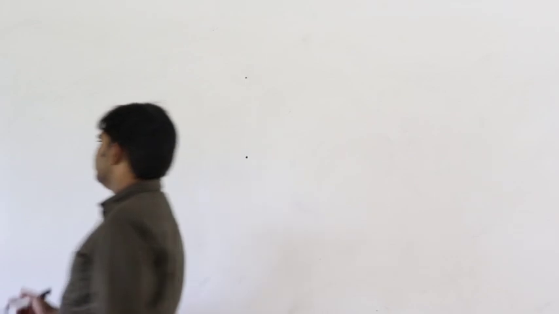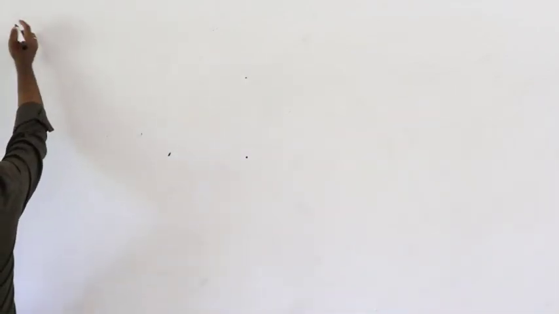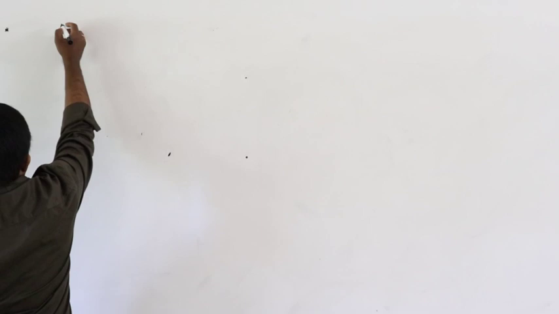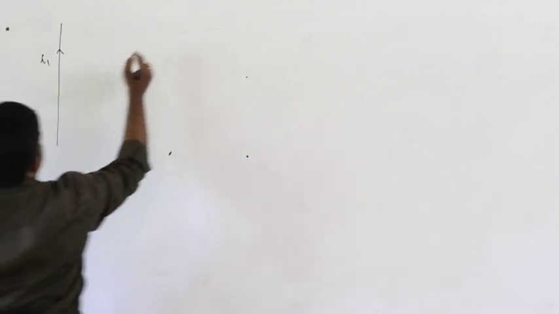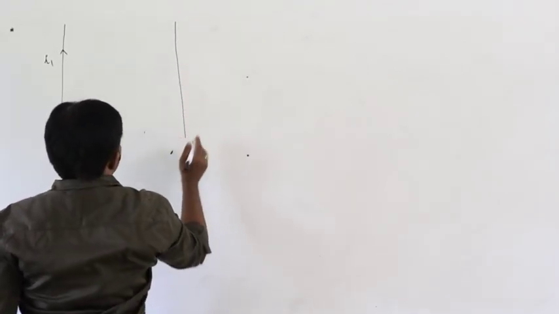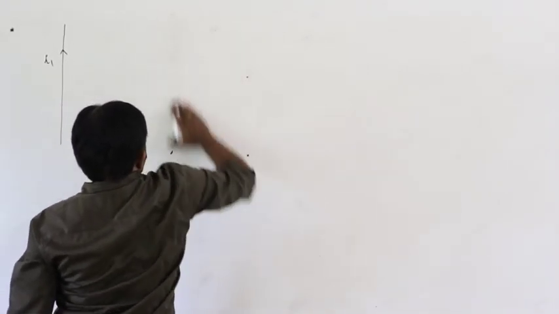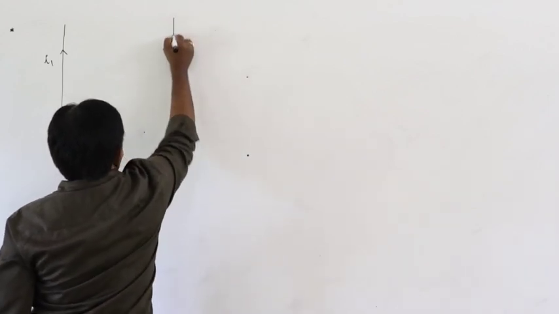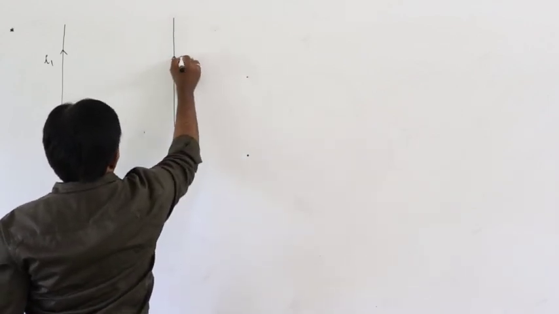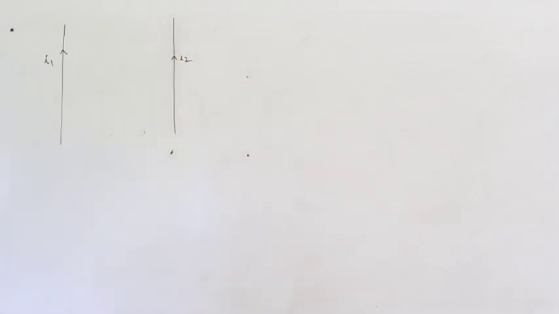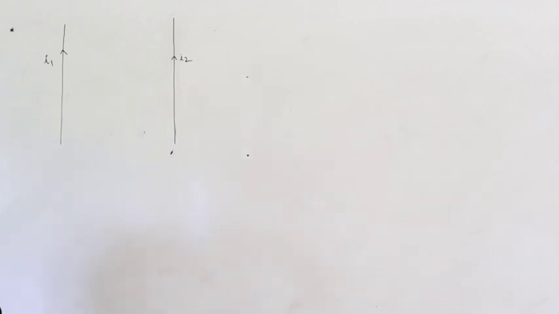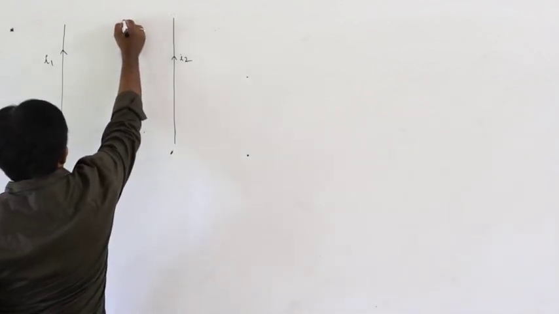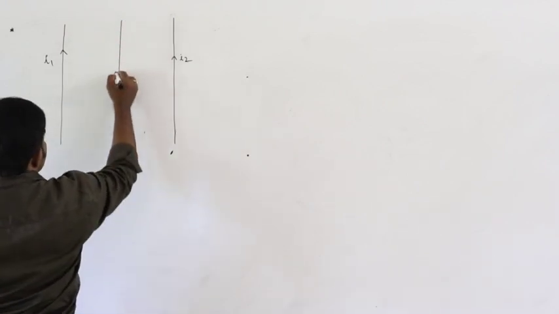So next, in case of force between two straight conductors, let us discuss the next application. Let us say this is the current I1 and this is the current I2. Both the currents are in the same direction. Then what is the force? Attractive force.